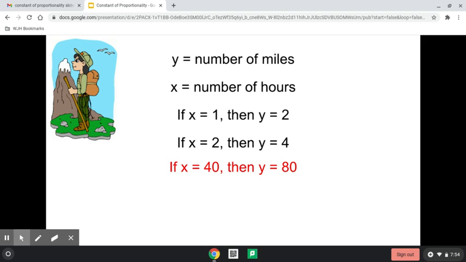If we use an equation to model this pattern, we could say that y equals x times 2. If you remember from dice equations, it's easier to write that like this: y equals 2x, and it means the same thing.